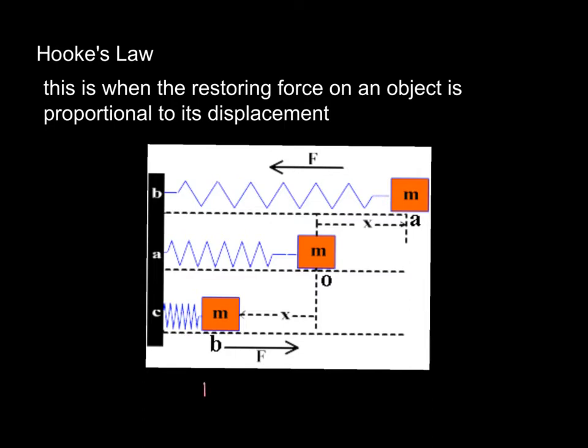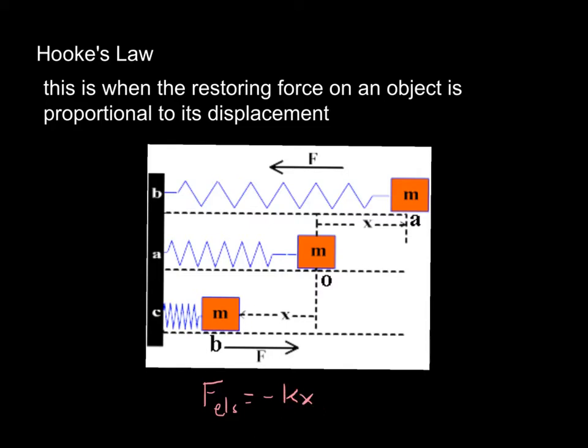Mathematically, Hooke's law looks something like this. You could say our elastic force is equal to negative kx. Here we have the force, that restoring force, the negative indicating that it's always working against its motion to bring it back. And then it's proportional to displacement, so that's the x. X would be the distance it's from equilibrium.